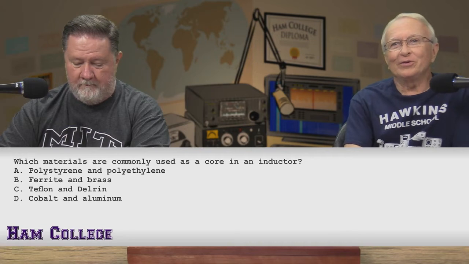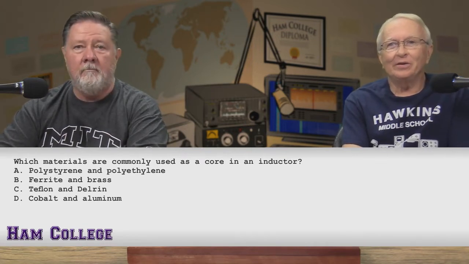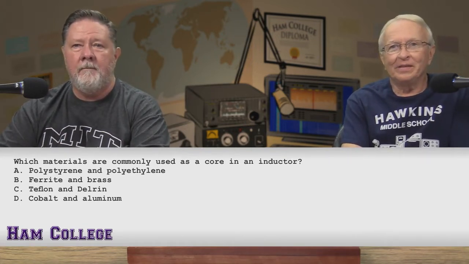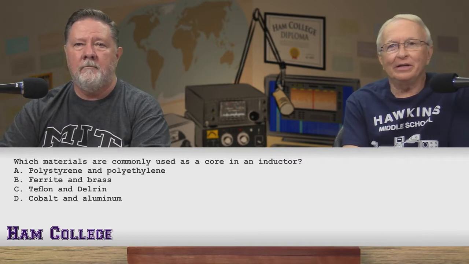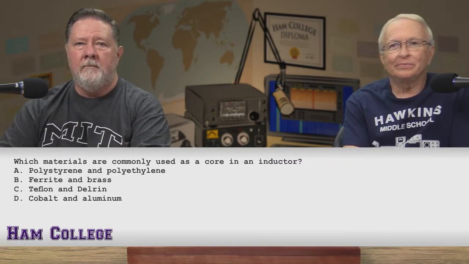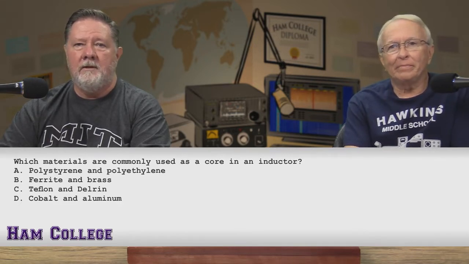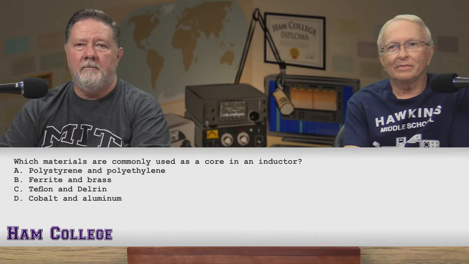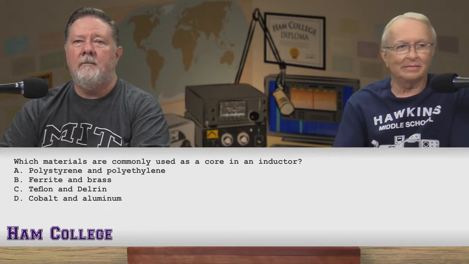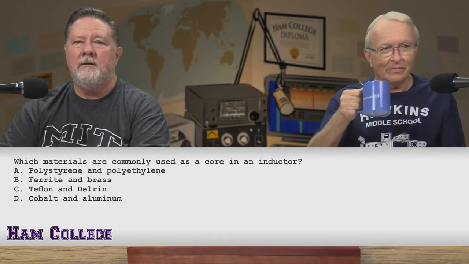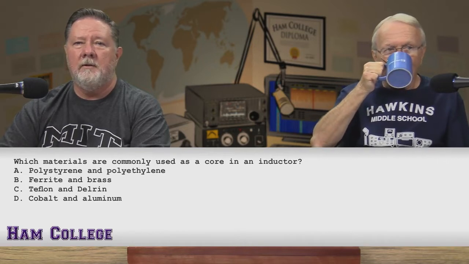Which materials are commonly used as a core in an inductor? Is it A, polystyrene and polyethylene? B, ferrite and brass? C, Teflon and Delrin? Or D, cobalt and aluminum?